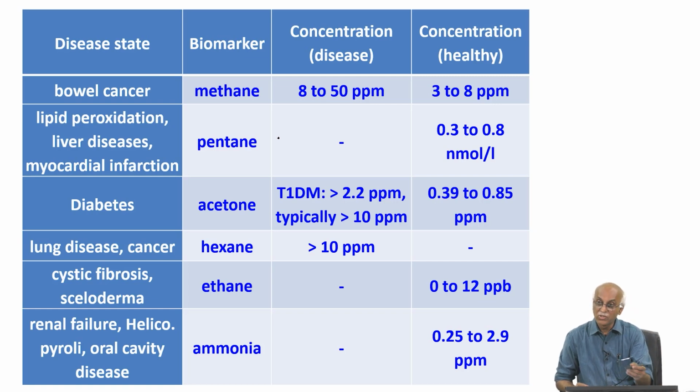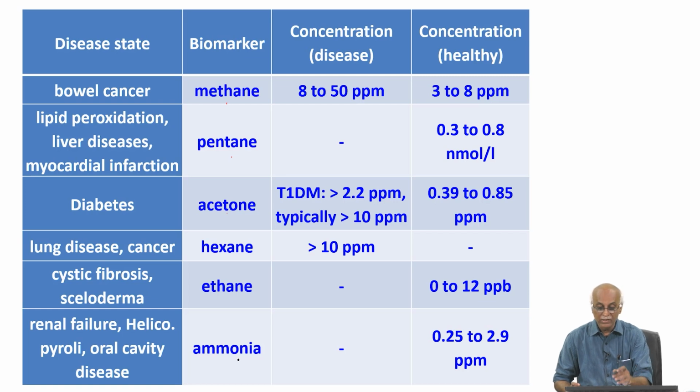And only a few of those compounds are what I have put here: methane, pentane, acetone, ketones, hexane, ethane, and ammonia are present. Now, they have some relationship with the metabolic activities. Basically, the presence is indirectly due to some metabolic activities or pathological conditions.